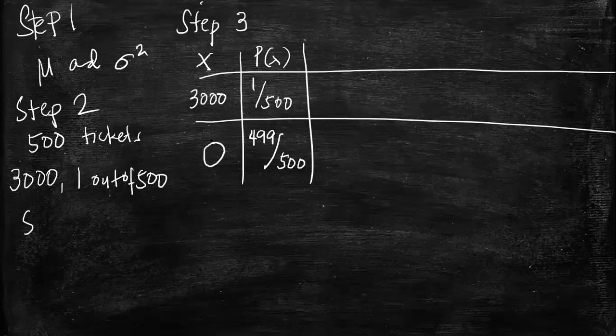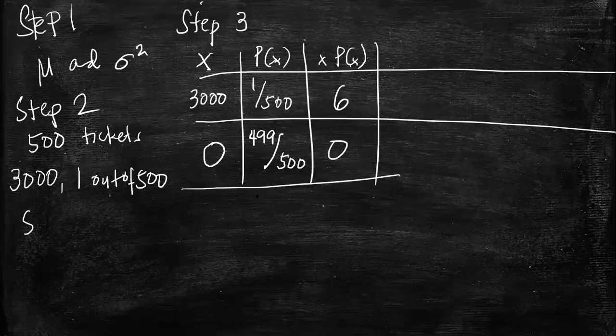Zero, sir. Kasi winner takes all ticket to. Okay. Ayan. So, ayan na. X times P of X. So, ilan? 3,000 divided times 1 over 500. That is 6. 6 po. So, 0 na to. Okay. So, the summation of X times P of X is equal to 6.